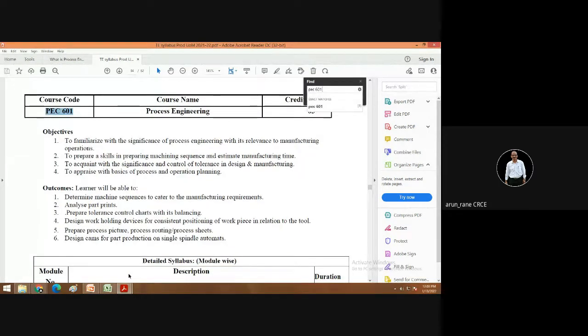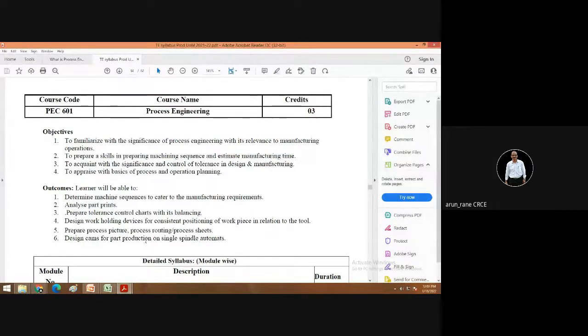That is, we should be able to prepare the machining sequences, analyze the part print. Part print means a drawing will come, so you have to do the postmortem of that drawing. Each and every word you should understand on the drawing. Then only you can start with the process engineering or process plan. Each and every word written on it, you have to understand everything.